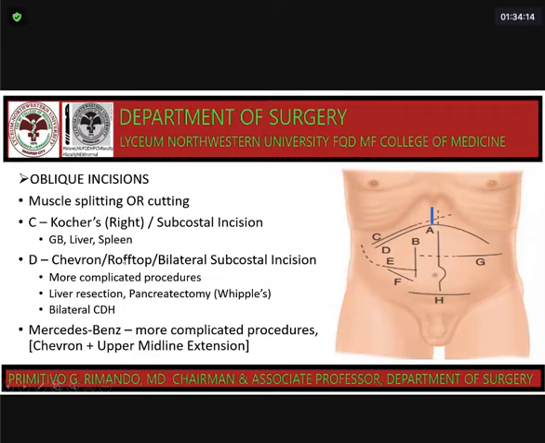Next, your letter D is your chevron incision, or sorry, wrong spelling. It should be roof, R-O-O-F, rooftop. It looks like a rooftop. This is a bilateral subcostal incision, and that is called your chevron incision. We use this for more complicated procedures, so for example, if you're going to do a liver resection or a pancreatic resection.